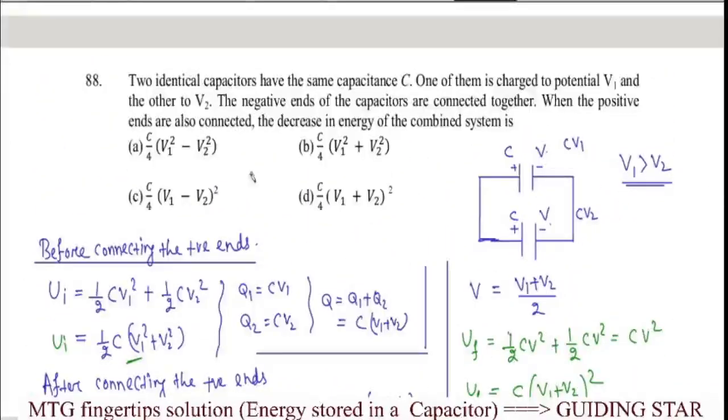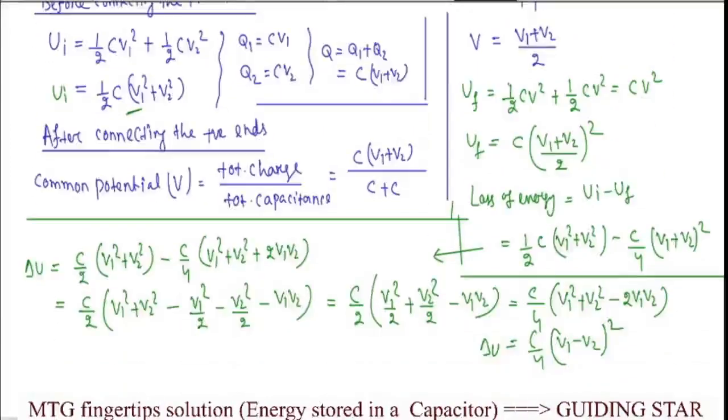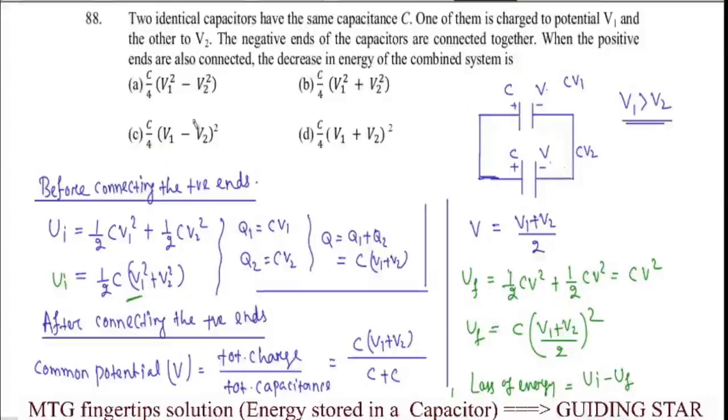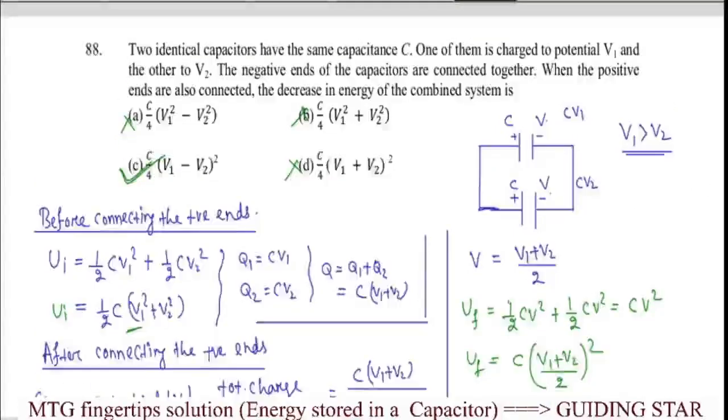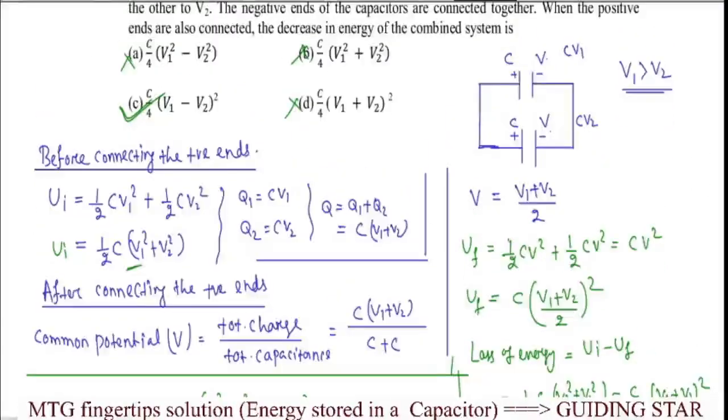Clear? C by 4 into V1 minus V2 whole square. The other options are wrong, so option C is correct. This is the normal process through which we can solve this one.